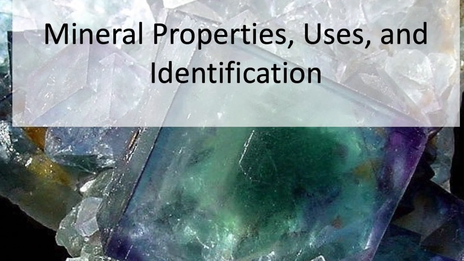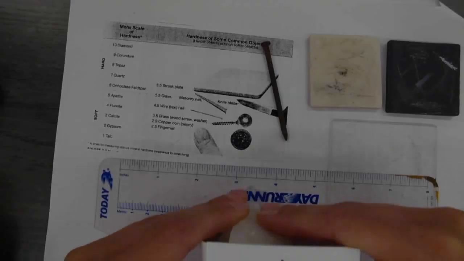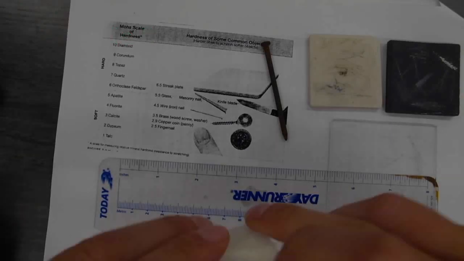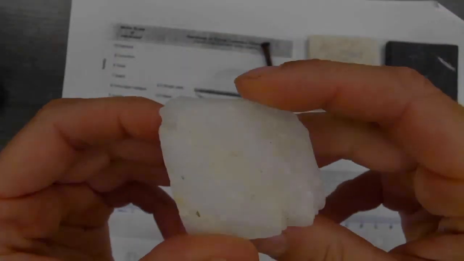Okay, now it's your turn. Here are some minerals for you to identify. Okay, so this is going to be sample B. So here it is. Yeah, give you a nice view of sort of what the sample looks like.